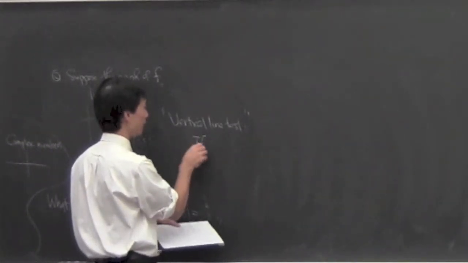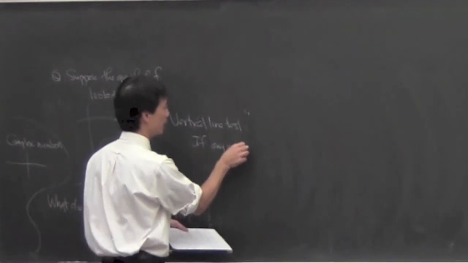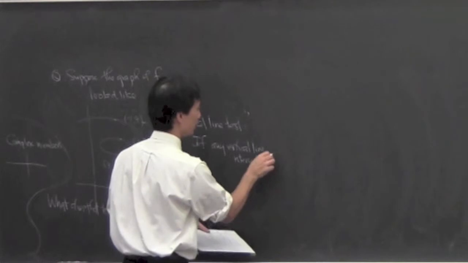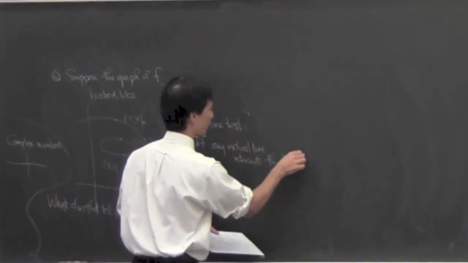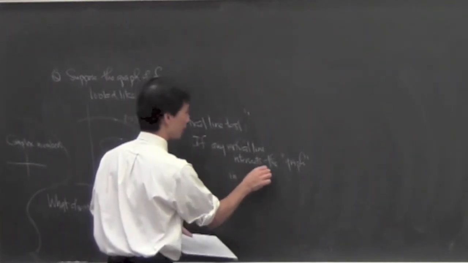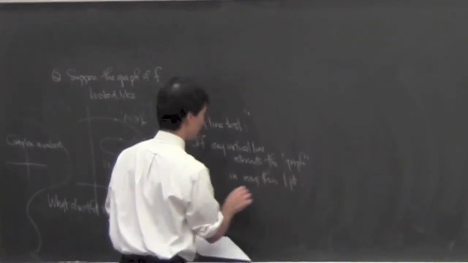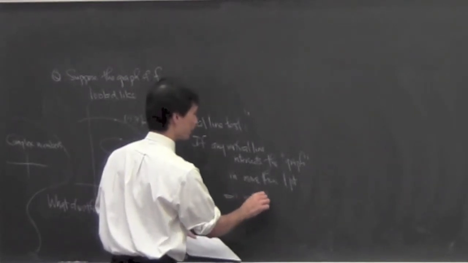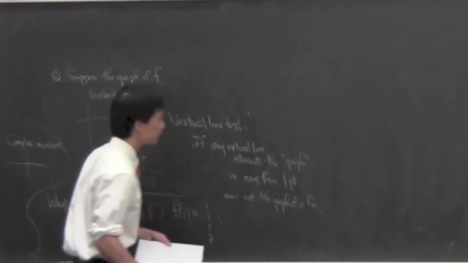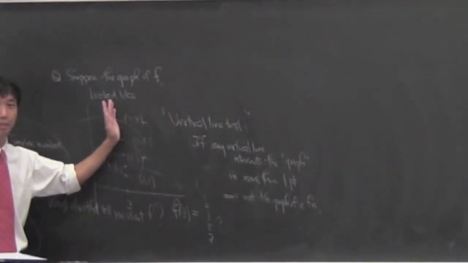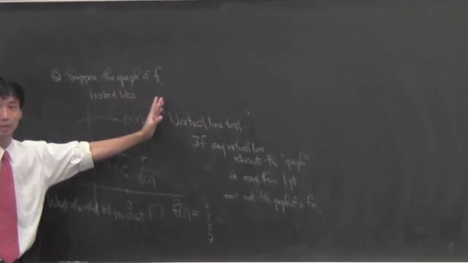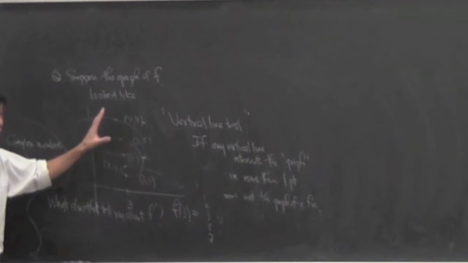So if any vertical line intersects the graph in more than one point, then it's not the graph of a function. Okay. But that's obvious, right? As long as you know what a function is, you understand. It's sort of silly to even give this a name. It's not even worth giving a name, to be honest.